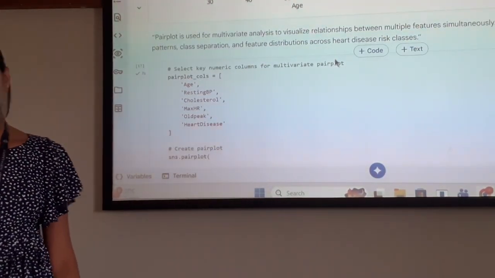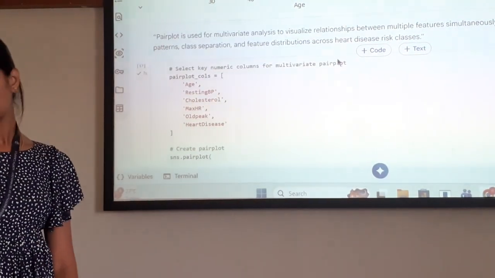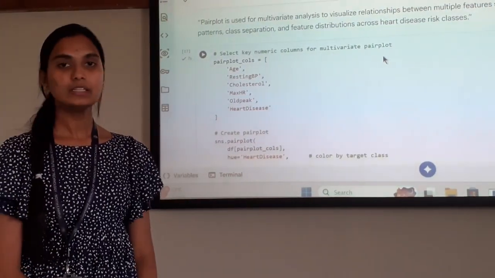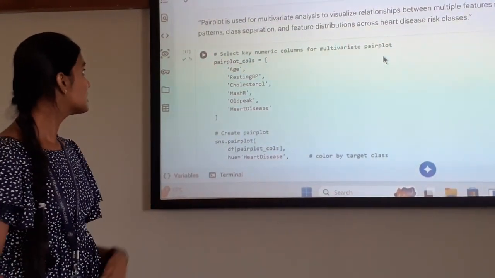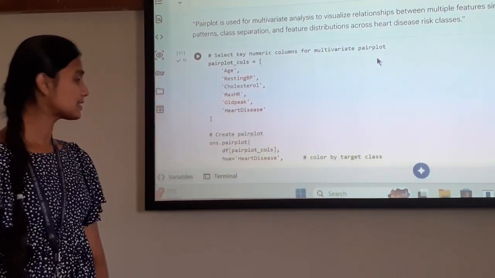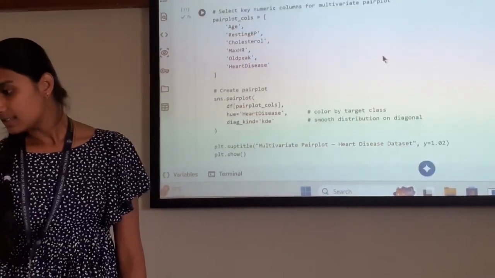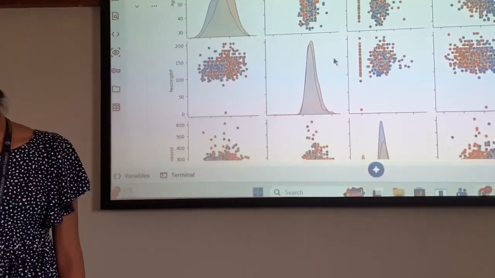And moving on to the pair plot. Pair plot is used for multivariate analysis to visualize relationships between multiple features simultaneously. It helps identify correlation patterns, class separation and feature distributions across heart disease risk classes. And this is the pair plot.